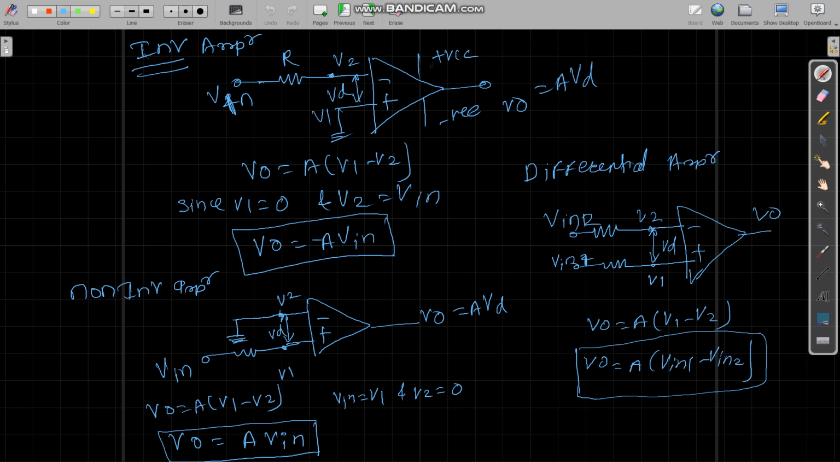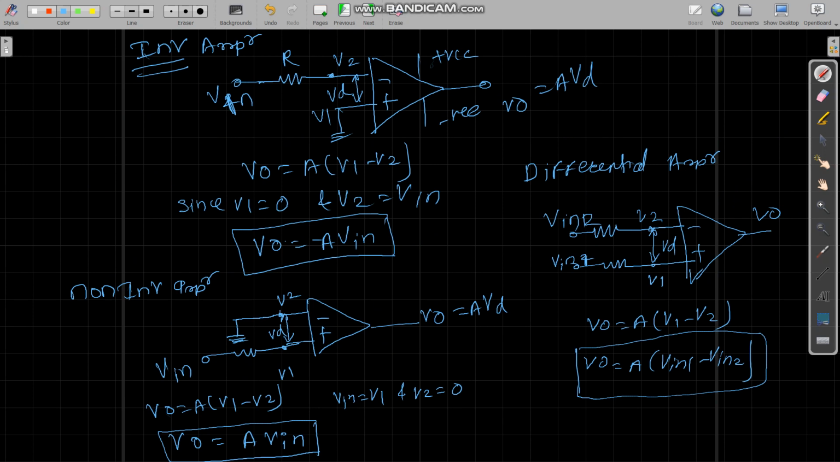Now we can see here I have applied input to the inverting terminal and the non-inverting is grounded. That means V1 will be 0 and V2 is equal to Vin. Therefore, I can rewrite my equation as V0 equals minus A Vin. So from this you can see that the output voltage is negative. That means this negative sign indicates that the output is out of phase with the input signal, and it is an inverting terminal to which we have given the input. So this is the equation for output voltage for the open loop op-amp inverting amplifier configuration.